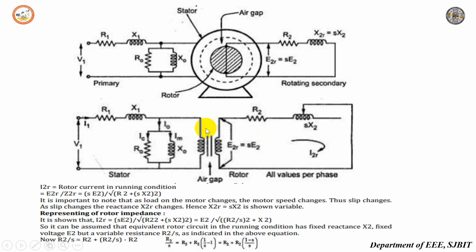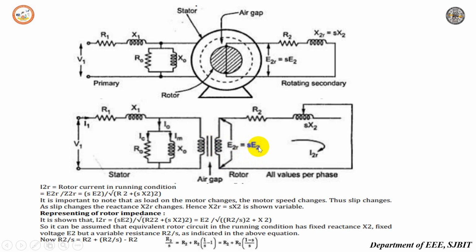So if E1 is the induced EMF in the stator and E2 is the rotor induced EMF per phase at standstill, then under running condition it will be S into E2, which is referred as E2R. If V1 is the supply voltage per phase to the stator, it produces the flux phi, which links both the stator and the rotor. So due to self induction, E1 is produced here and the EMF is also induced in the rotor, that is E2, due to mutual induction. At standstill we take S equal to 1.